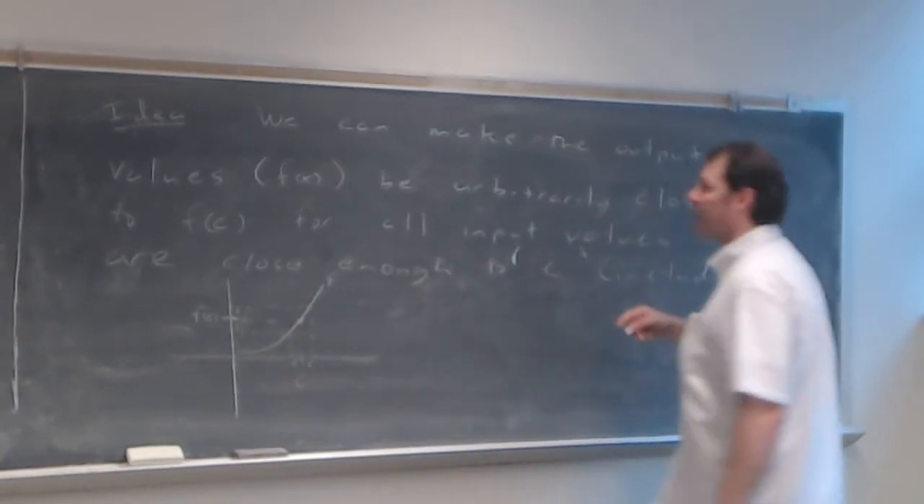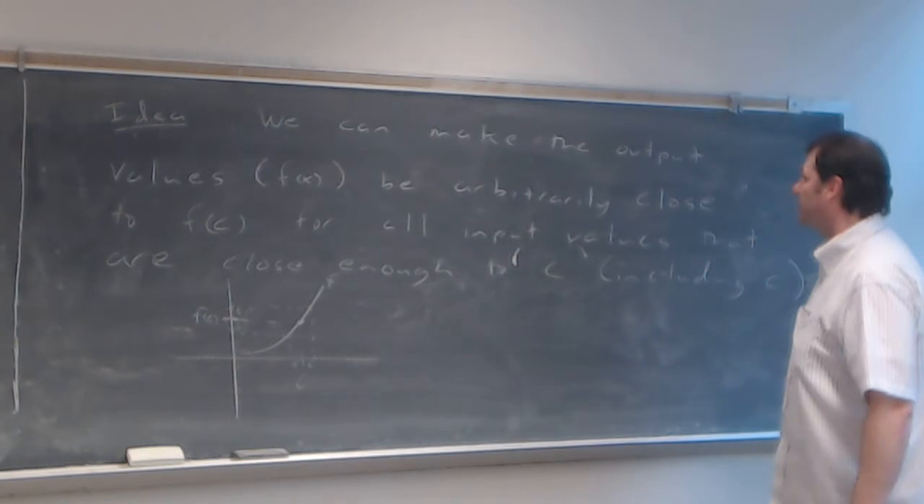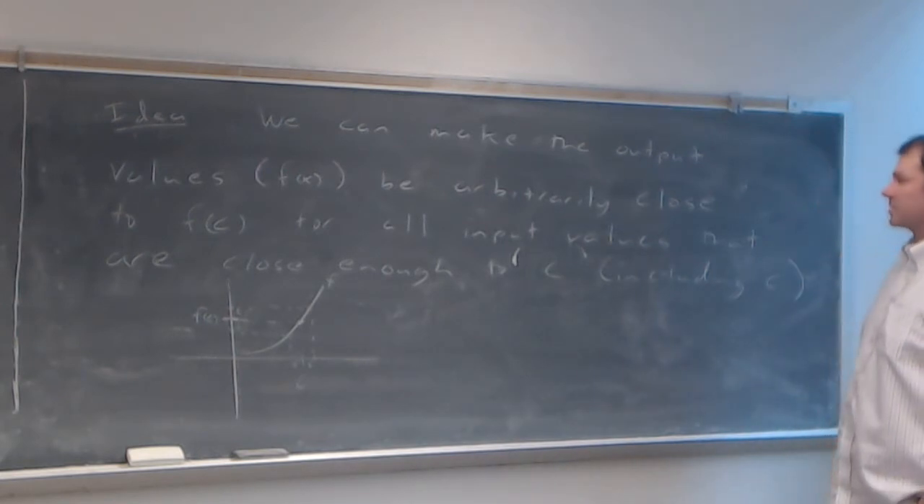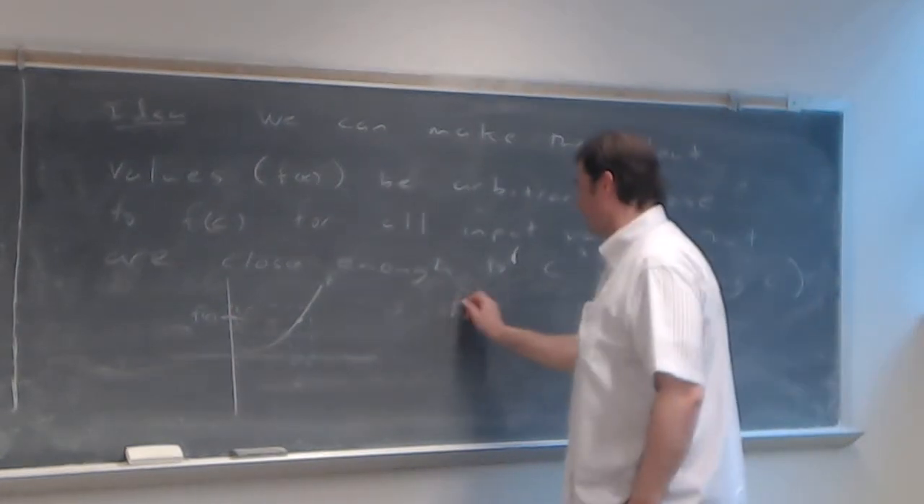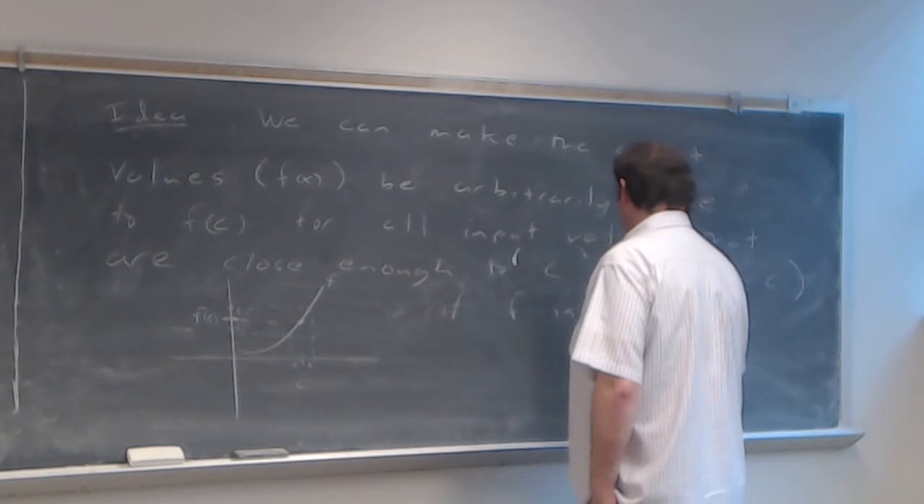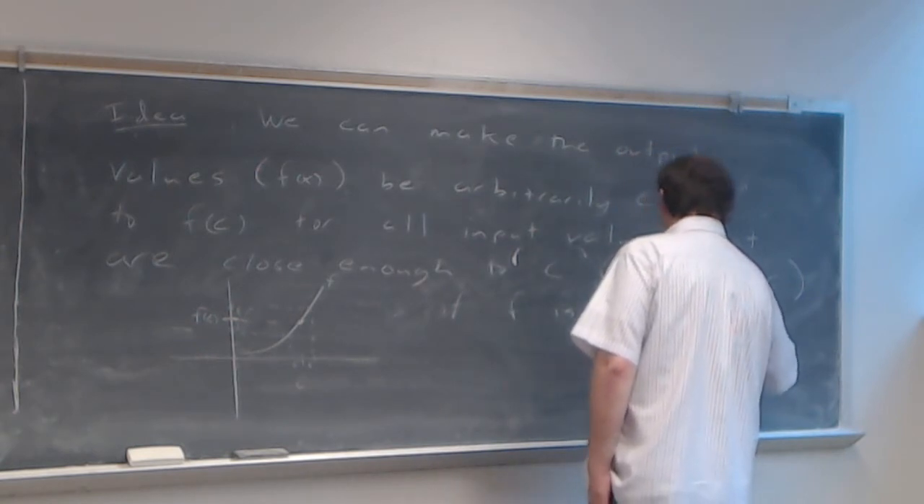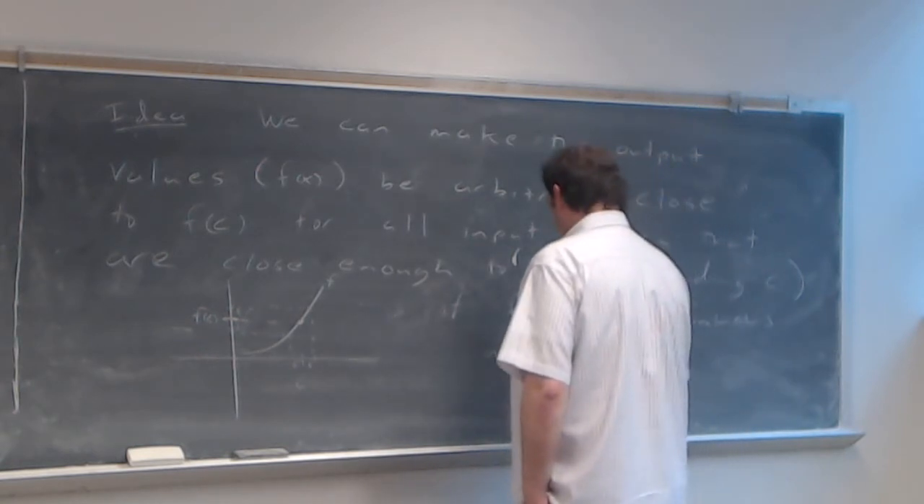So we can make the output values f of x be arbitrarily close to f of c for all input values, that's all the x values, close enough to c, including c, if f is continuous at c. Okay, so that's the idea.